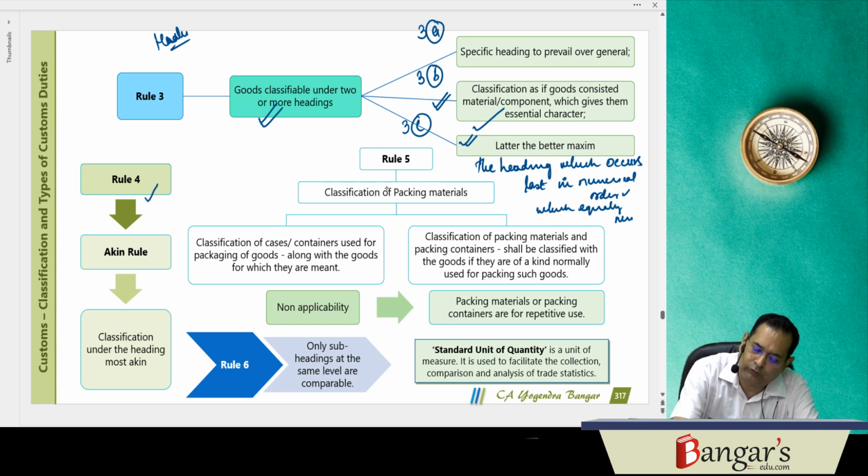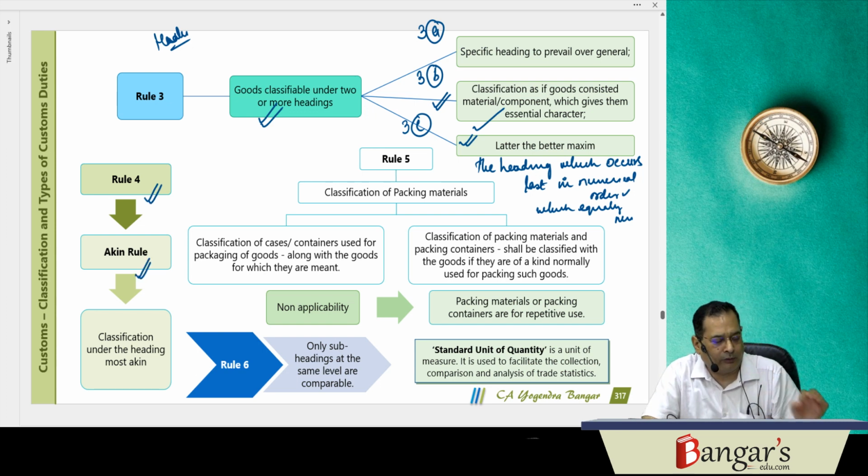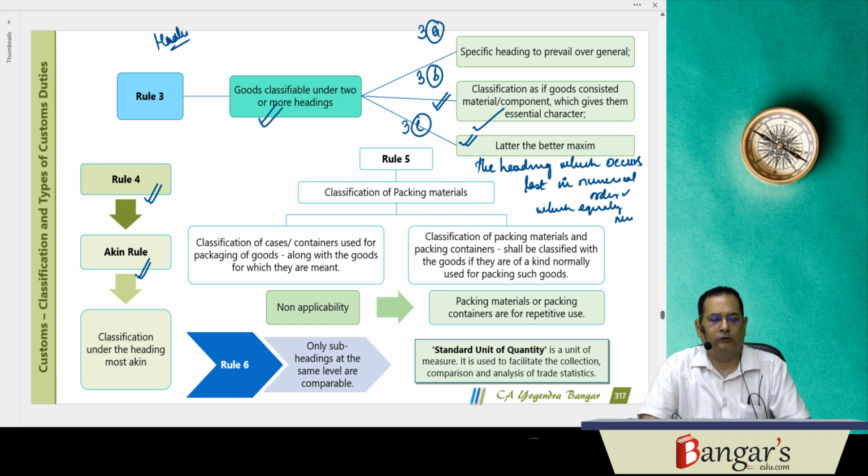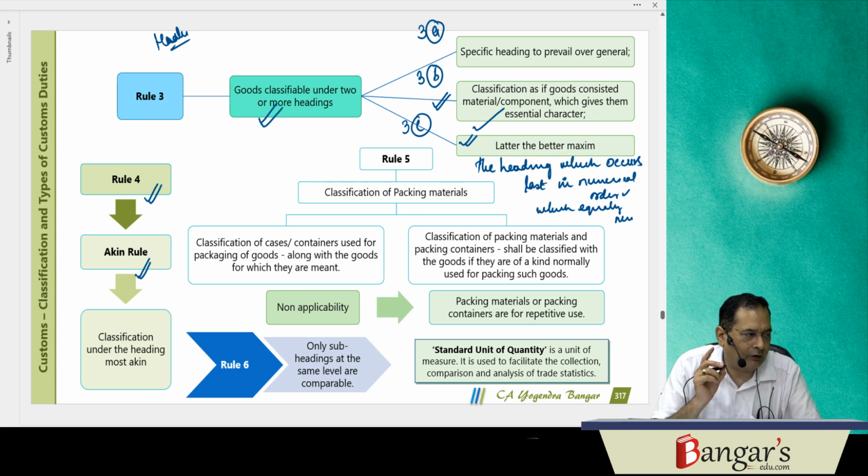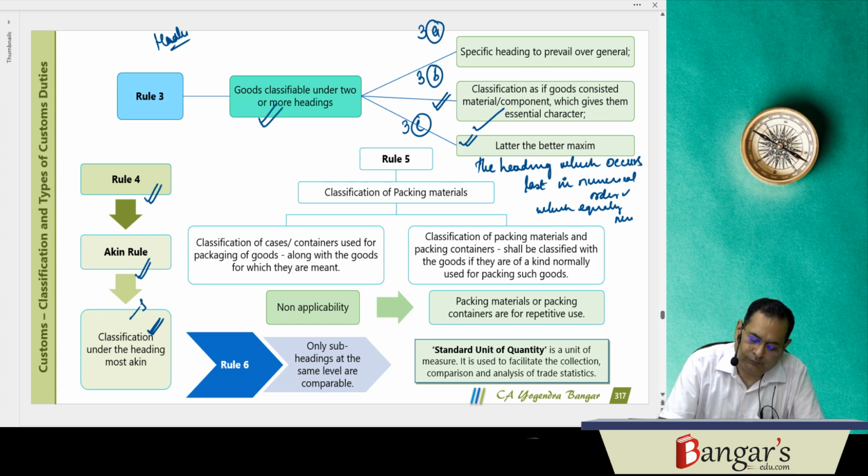Then rule 4 is the akin rule: in case we do not have any specific tariff entry for particular goods, then the classification will be in accordance with the heading to which the goods are more akin. Akin means similar.